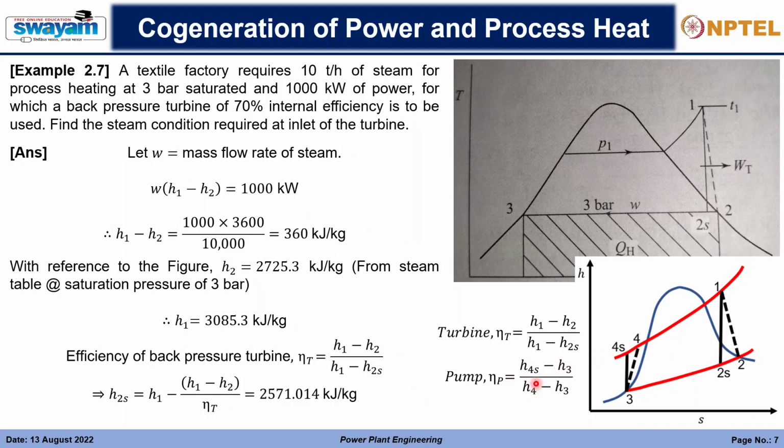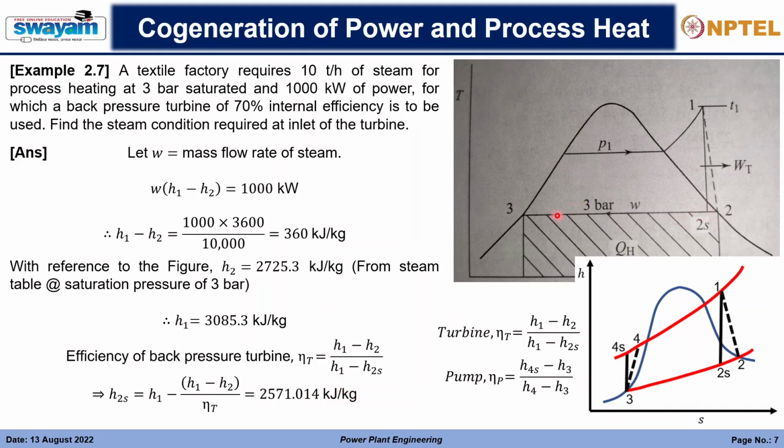Accordingly, the efficiency is given as h4s minus h3, which is less, as in the previous case, divided by h4 minus h3. So this is the efficiency, and you will find this kind of statement given in many problems, and you will have to solve accordingly. Now here we get the point 2s, h2s, the enthalpy at 2s, using the efficiency, and that will be 2571.014. So we have the h2s.